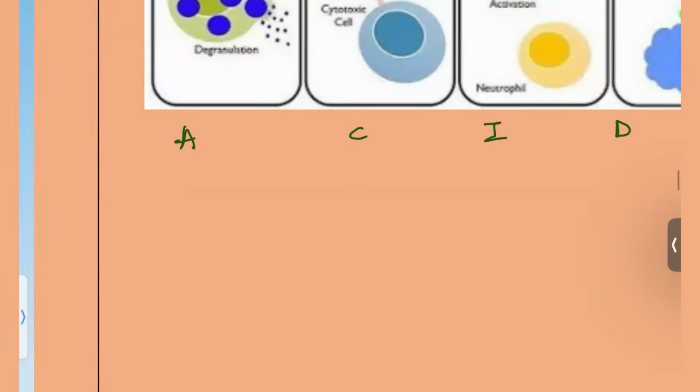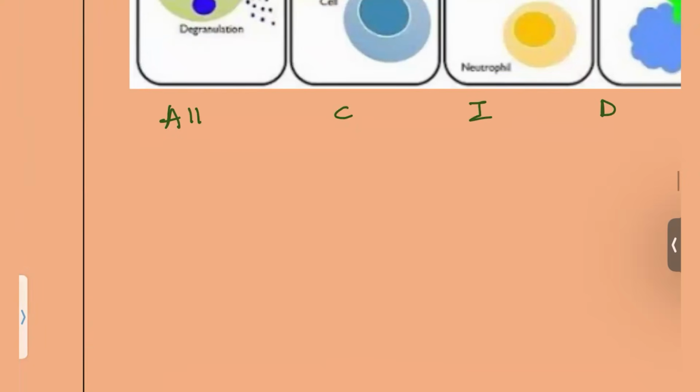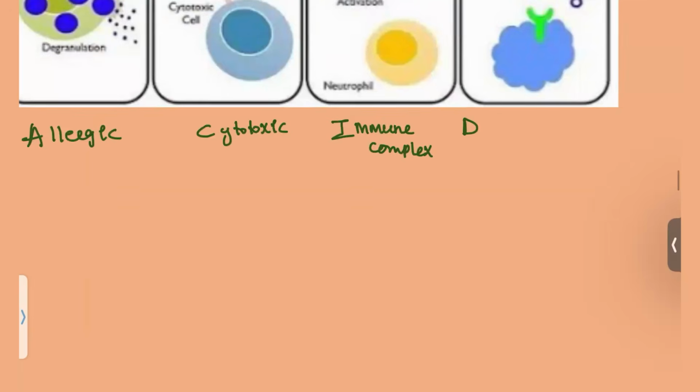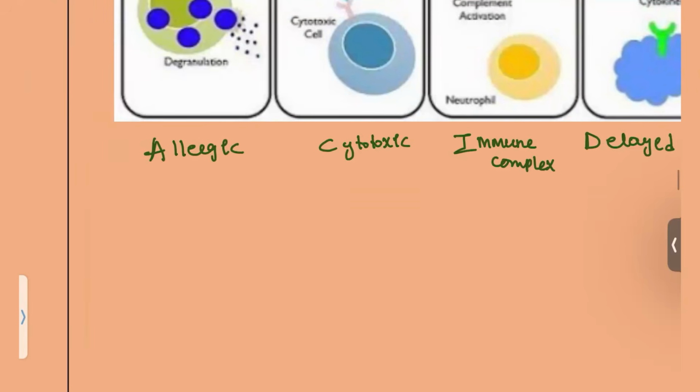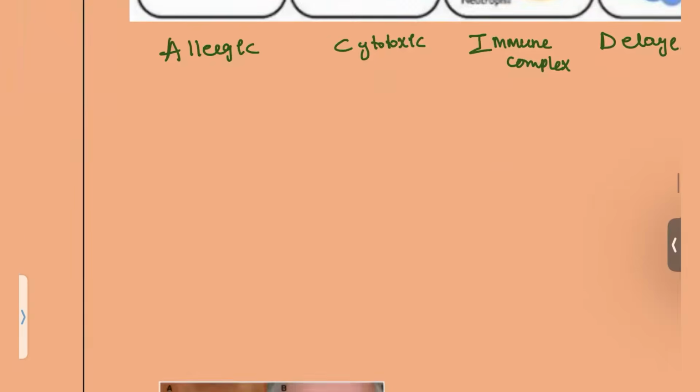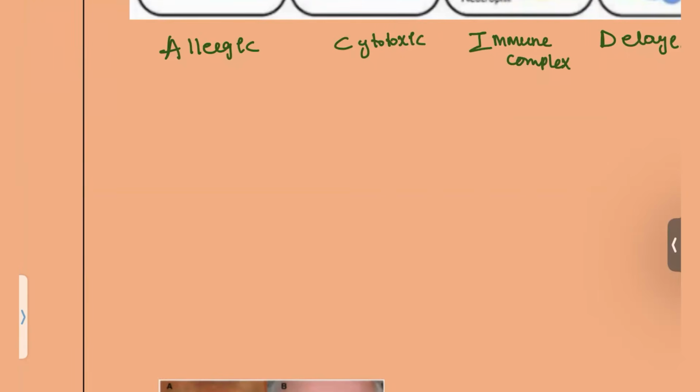Okay, what is meant by the types of hypersensitivity? First one is allergic related. Second one is related to the cytotoxic. Third one is related to the immune complex. And fourth one is delayed. What is meant by the allergic type of the hypersensitivity reaction?